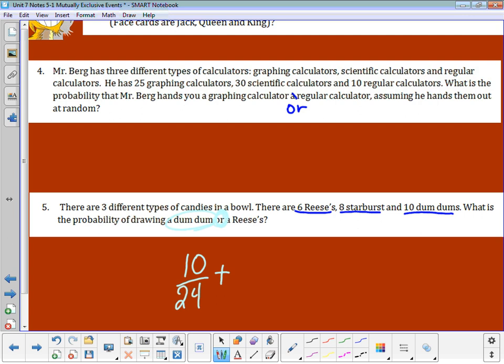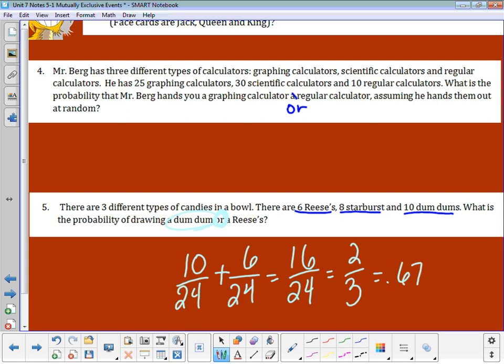Now I want to find the probability of getting a Reese's. I still have 24 candies total, and that's 6 out of 24. Remember, when we're adding, we don't want to change that denominator. Then you end up getting 16 divided by 24. That reduces to 2/3, which is the same as 0.67.